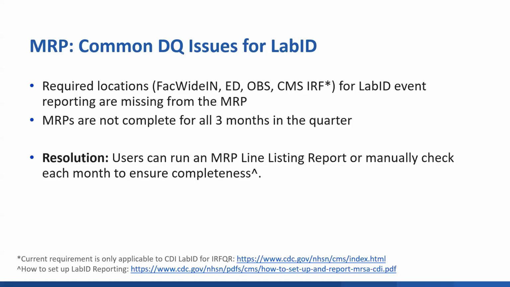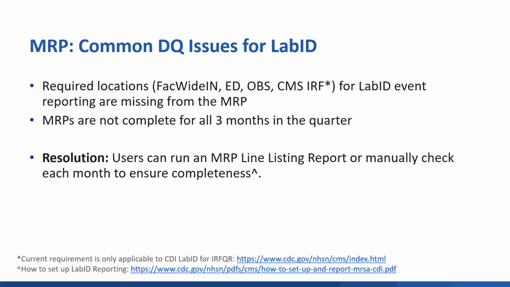Additionally, another common issue we see for LabID for monthly reporting plans is that not all 3 months in a quarter are complete. So maybe an organism or a location is missing from one of the 3 months in a quarter. And this causes an issue down the line because a lot of the LabID SIRs are calculated at the quarterly level or higher. And so if all 3 months aren't in the monthly reporting plan and data isn't complete for the entire quarter, the SIR report will not generate an SIR in many cases.